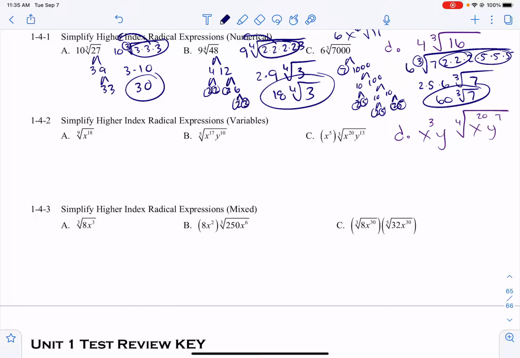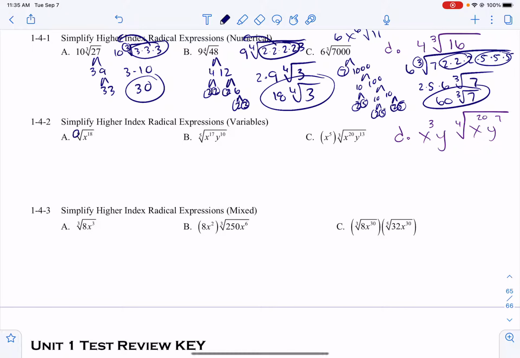So this has variables in it. I'm looking for groups of 9. Whoops, covered up the 9. I'm looking for groups of 9. When I have 18, that means I'm going to end up with 2 groups of 9 that I get to pull out. And so that's 2 groups of x's. So my answer is just x squared.